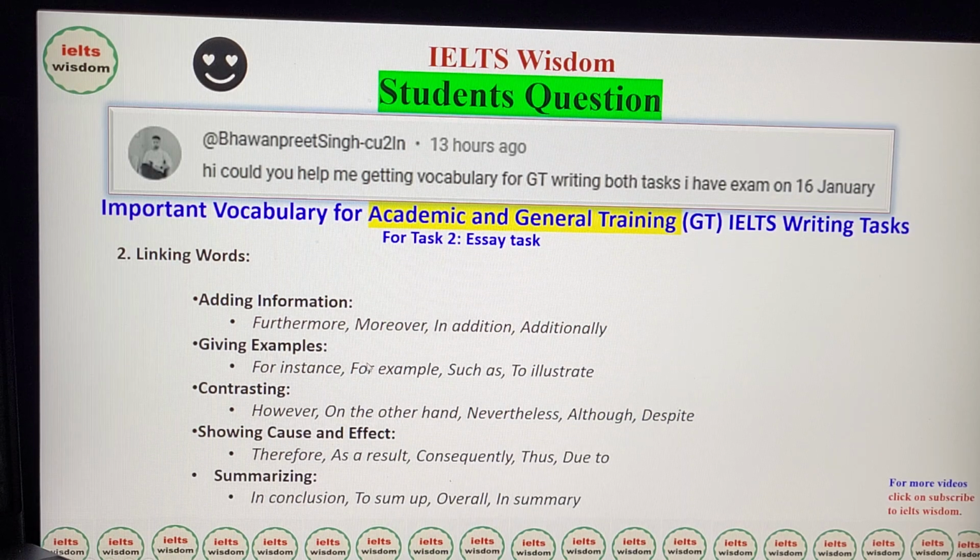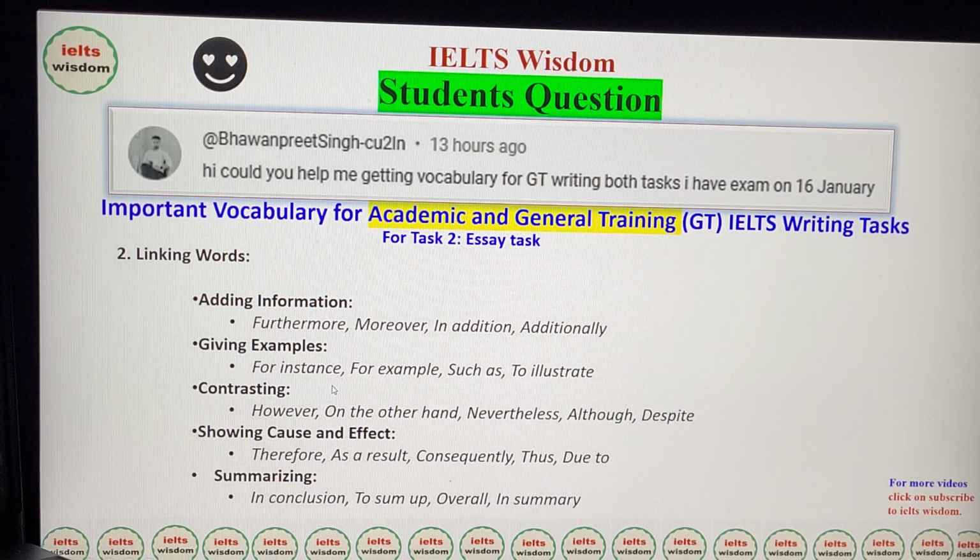When you are talking about examples, don't use the same word example or for example every time. Always use such as, to illustrate, okay? This type: for example, for instance, such as, like, to illustrate. These types of words you can use when you are talking about an example.